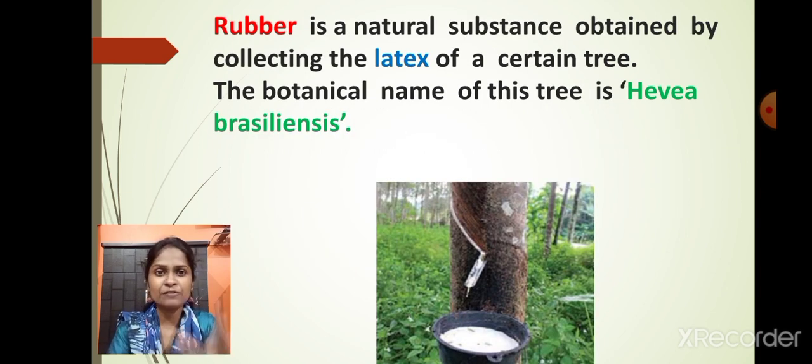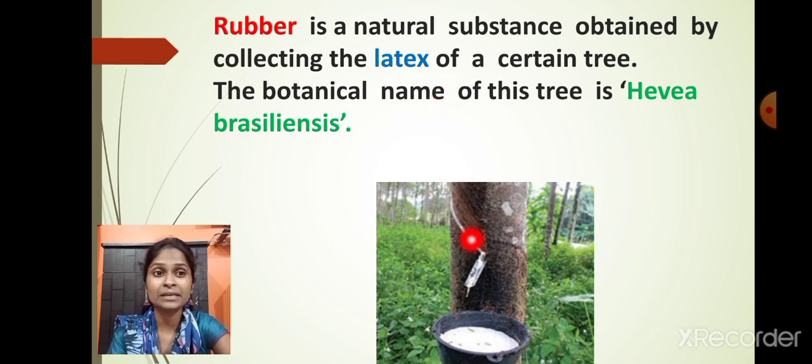So students, have you ever noticed the rubber things? At our home, we use many kinds of rubber material, right? We use tires, many plastic toys, erasers and many more things. Have you ever thought how exactly we get that rubber material? You won't believe that rubber is actually a natural substance, collected from the latex of certain trees.